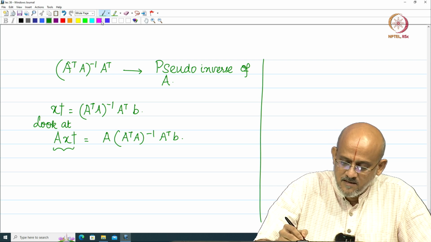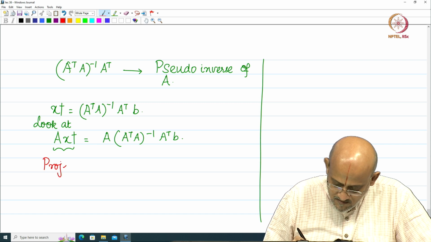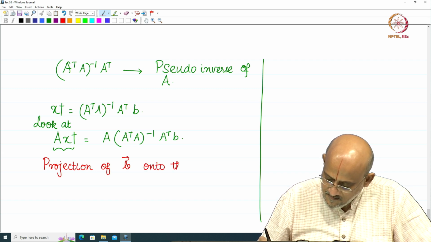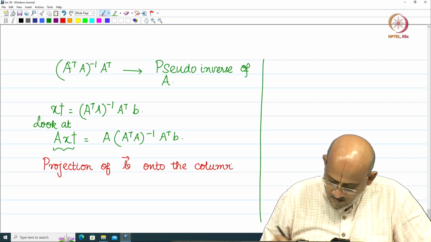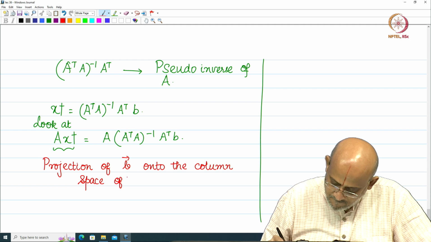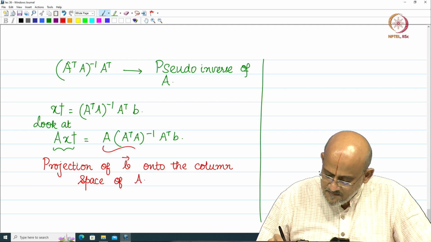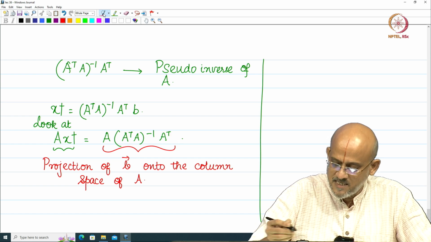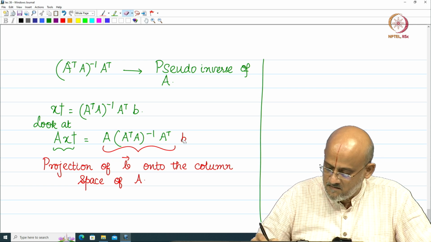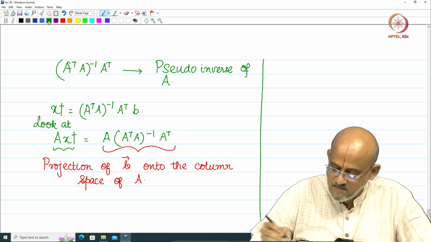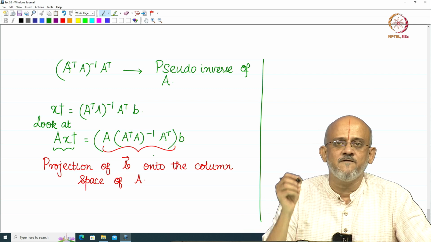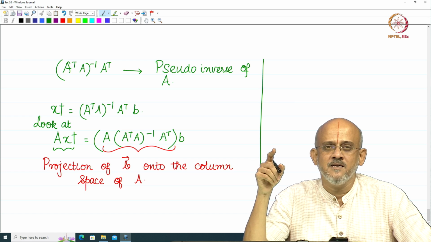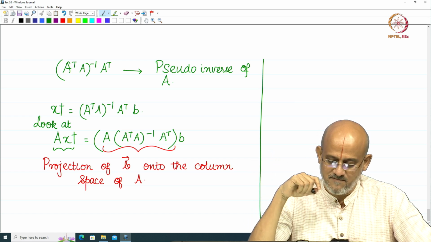But what is AX dagger geometrically? Geometrically this corresponds to the projection of B onto the column space of A, which means this matrix that I have, A into A transpose A, the whole inverse into A transpose, seems to be doing the operation of projection of B. It is basically this entire thing that you have here that seems to be the matrix which does the projection of B onto the column space of A, yeah.